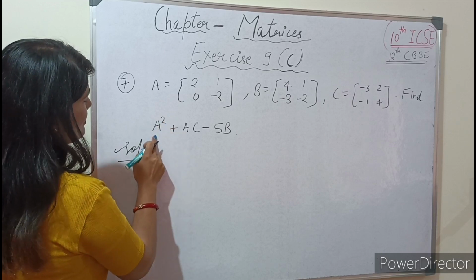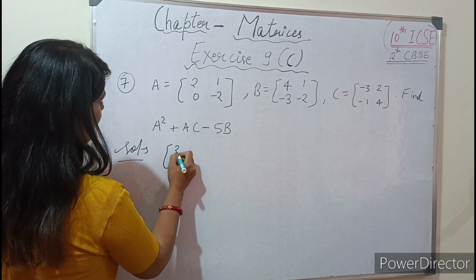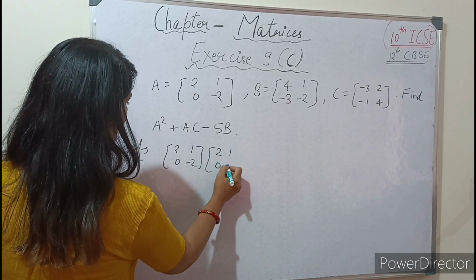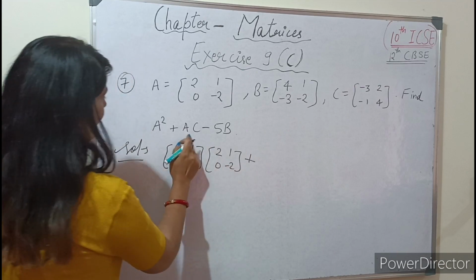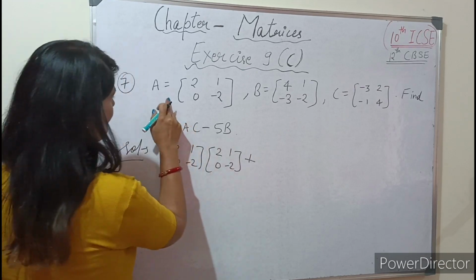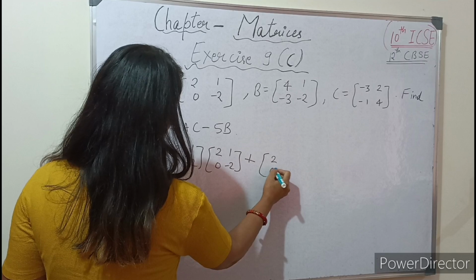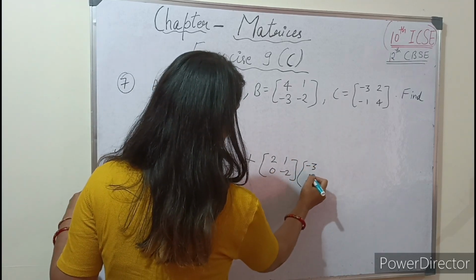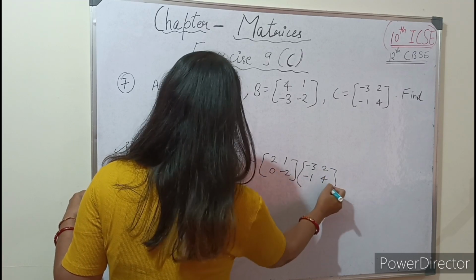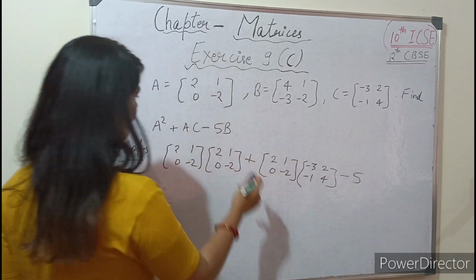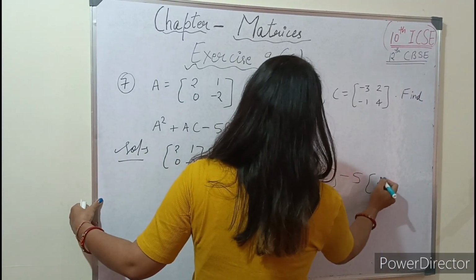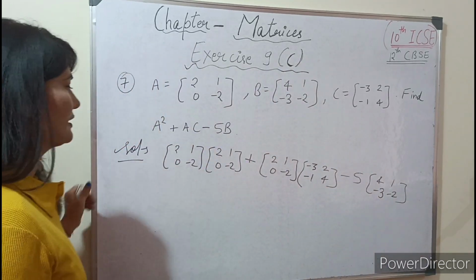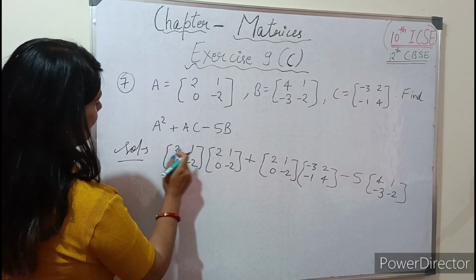So here A square means you write the same matrix 2 times. 2, 0, 1, minus 2 multiplied by 2, 0, 1 and minus 2 plus AC. So AC means here first of all write the A matrix 2, 0, 1, minus 2 multiplied by the C matrix minus 3, minus 1, 2 and 4. This is minus 5 multiplied by B matrix. So here B matrix is 4, minus 3, 1 and minus 2. Right. So now multiply. So row multiplied by column.